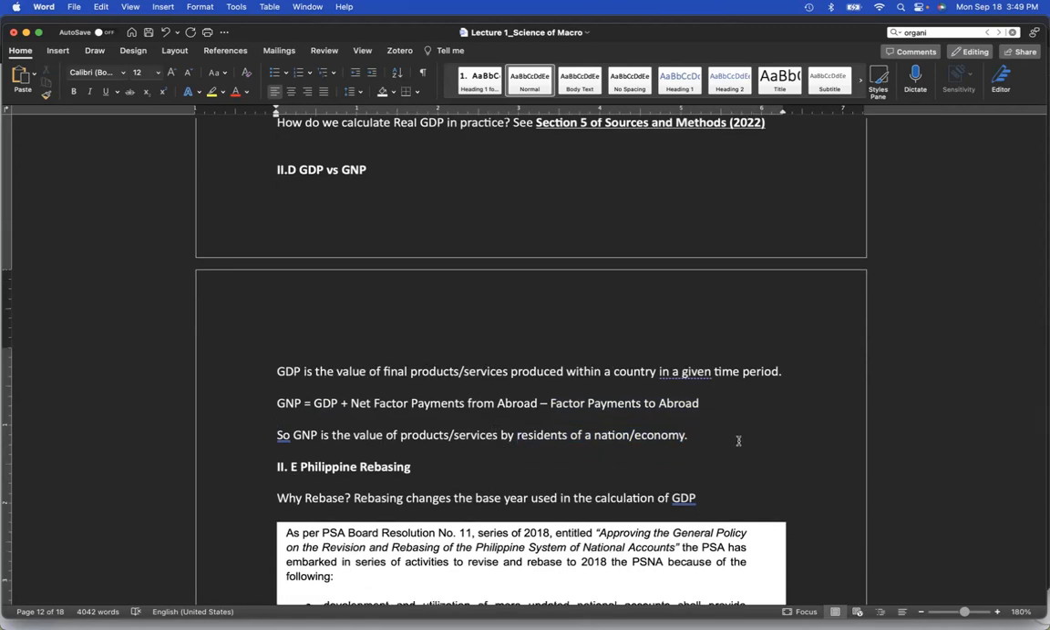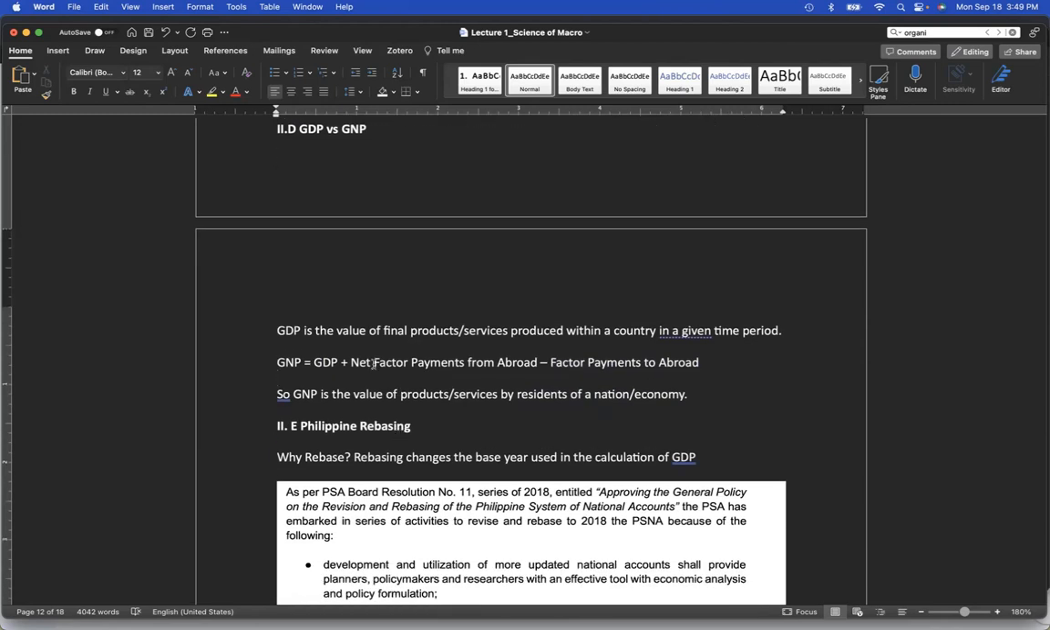So to you guys, what would cause the difference for the Philippines between GDP and GNP? Wow, something to think about. Okay, so anyway, I'll ask that question again next week, and I expect an answer. So think about this in the Philippine context. What is the significance of this difference? You can even look up actual Philippine data for GDP versus GNP and tell me.